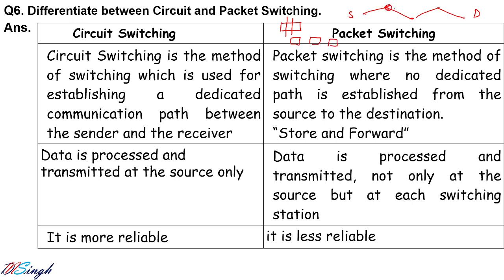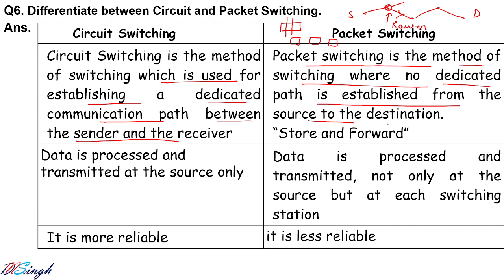On each node, wherever a decision has to be taken, the router will take it. There is a device called a router. The router will decide, based on these source and destination addresses, on which link the packet should be forwarded. To route the packet is the job of the device called router. Circuit switching is the method of switching used for establishing a dedicated communication path between sender and receiver. Packet switching is the method of switching where no dedicated path is established from source to destination. It works on store and forward.